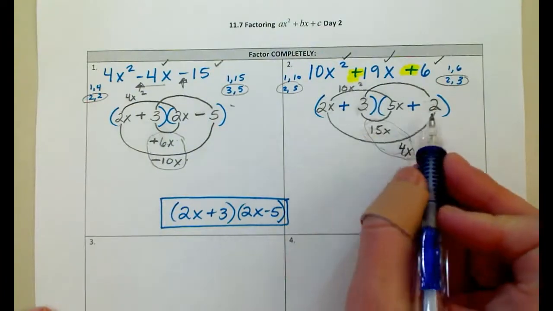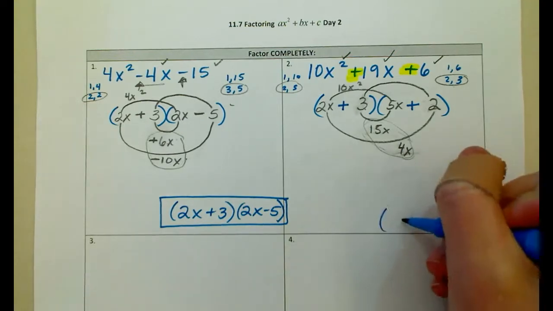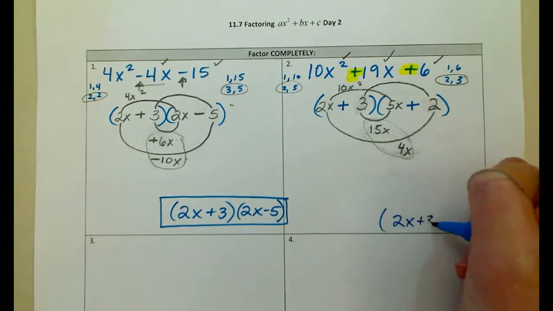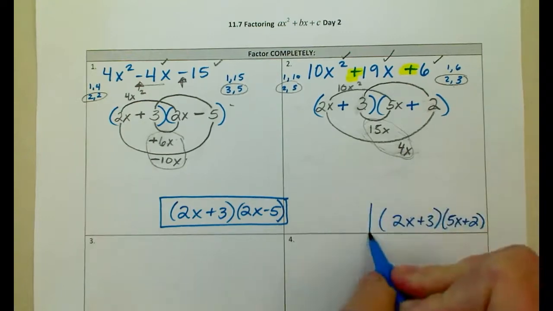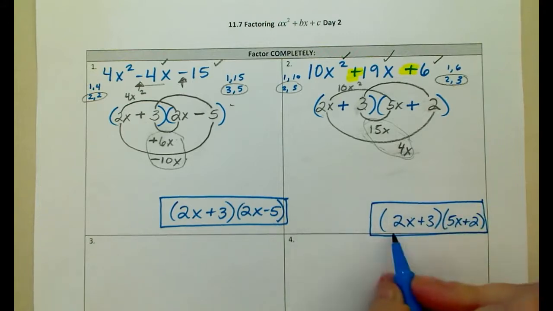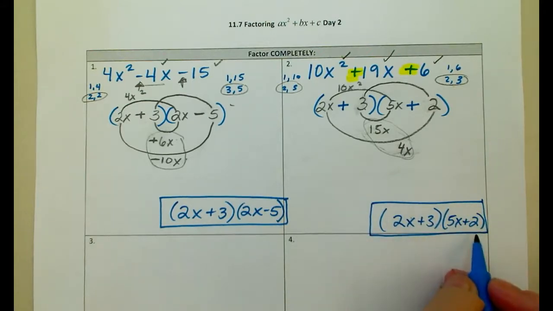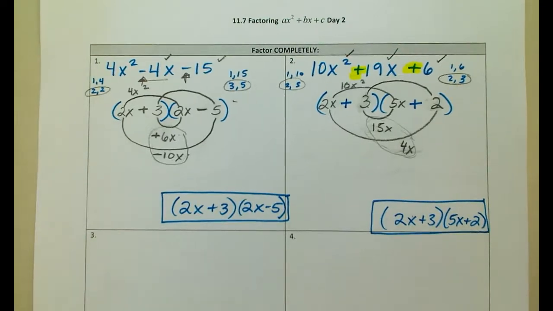So I have now checked off that these two binomials multiply back to my trinomial. My answer is 2x plus 3 times 5x plus 2. Don't forget that these factors can be flip-flopped. If you have 5x plus 2 and then 2x plus 3, that is also correct. The rules of multiplication, the commutative property, still hold true.